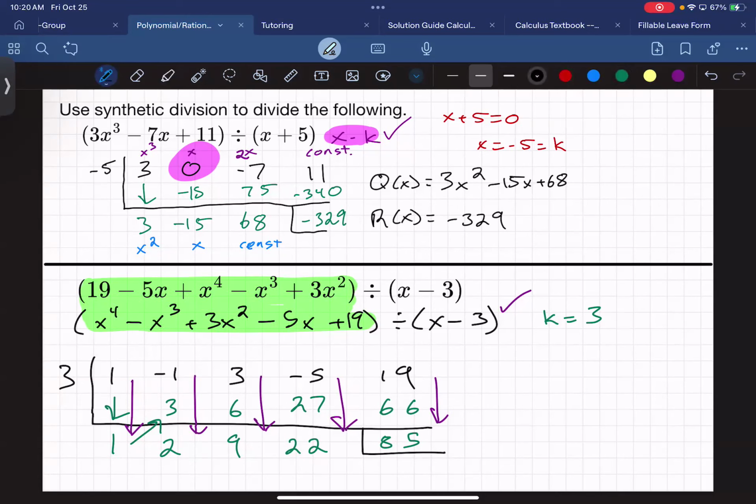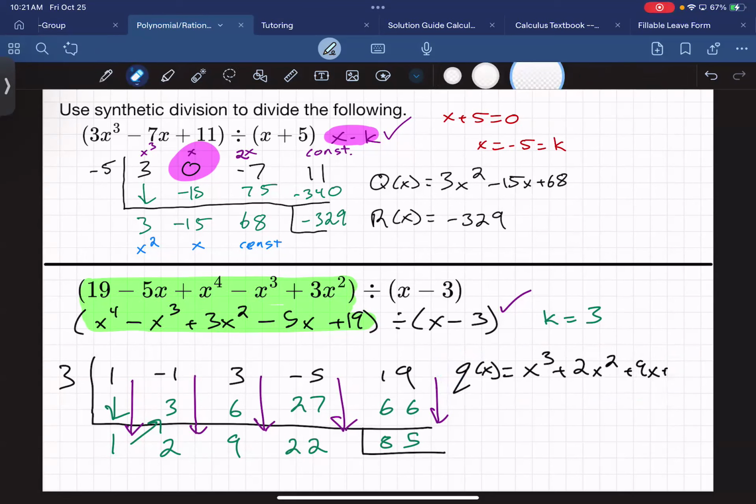So what is someone putting for the quotient? X cubed plus 2x squared plus 9x plus 2. Are we all in agreement here? Everyone okay with that? And then our remainder, 85. Now we should expect a constant value again because we chose synthetic division there. Any questions?